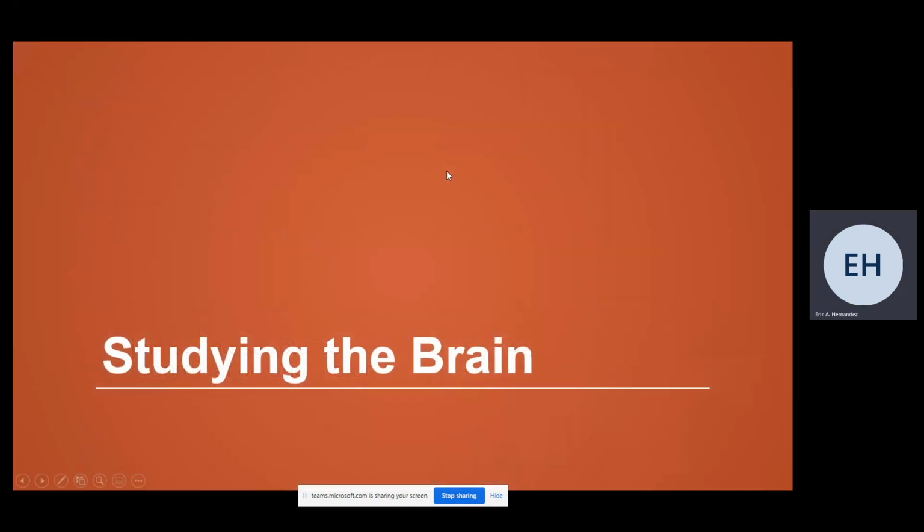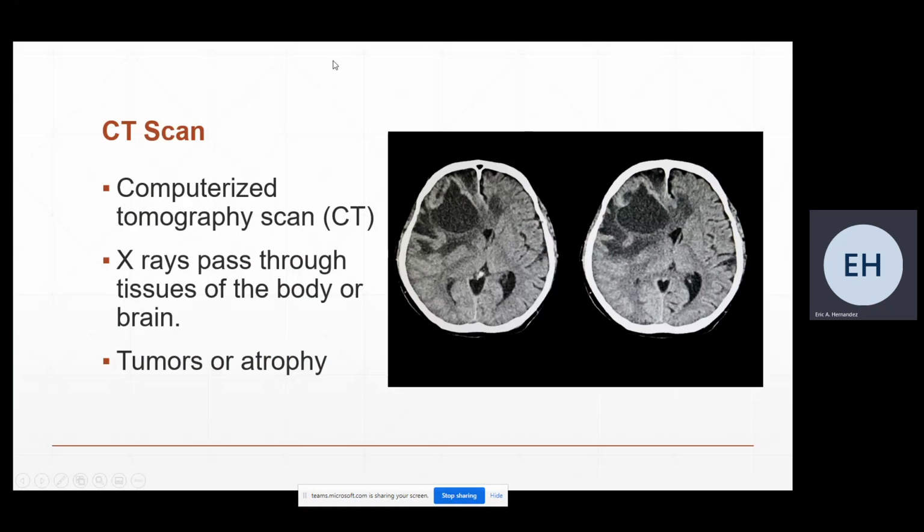Studying the brain a long time ago used to be done with wet specimens. Somebody dies, we ask them if we can have their brain. We cut the brain out, we slice it, and then we run tests on it. We look at it in the microscope. Nowadays, it's done with more modern technologies.